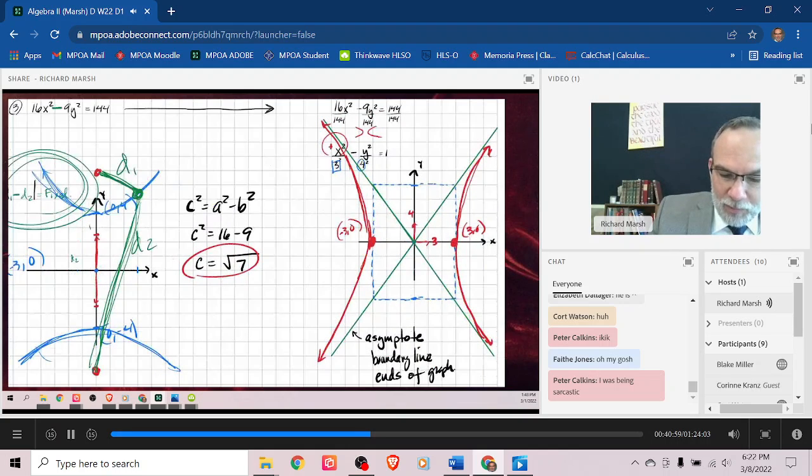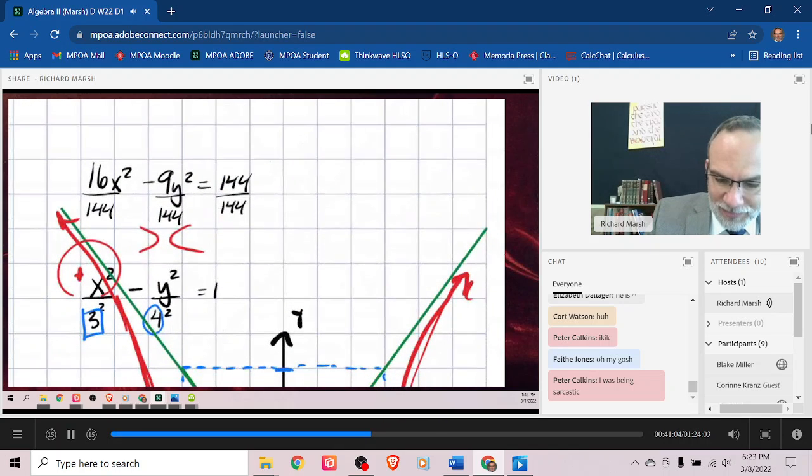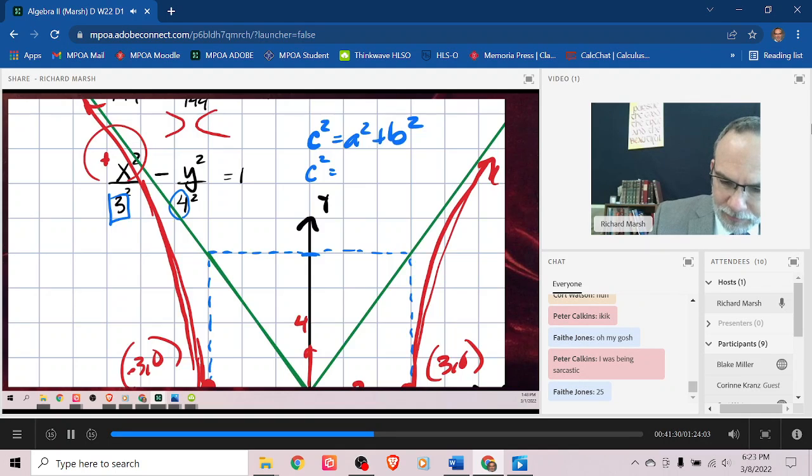Okay. So, now, where are the foci? Oh, there's foci here. Let's do this. The focus for a hyperbola is this. This time it's going to be c squared is equal to a squared plus b squared. So this is now c squared is equal to what? Nine plus 16? 25? So that means c is equal to 5.